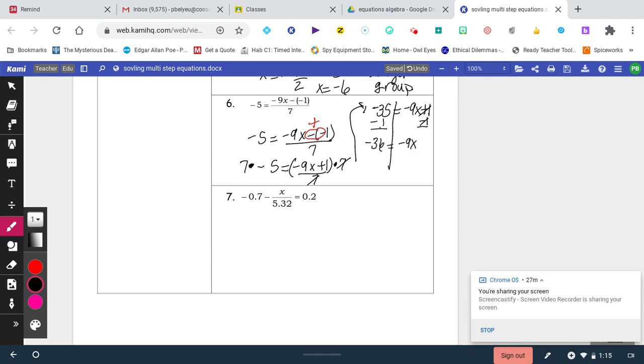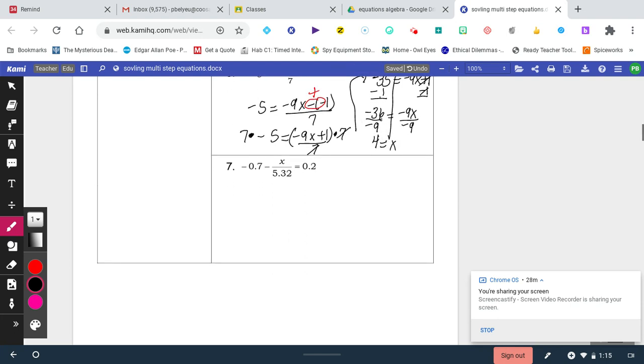Here I'm left with negative 9x. Now to get x by itself, I just need to get rid of that negative 9. So I'm going to divide both sides by negative 9. 4 is equal to x, or x is equal to 4.